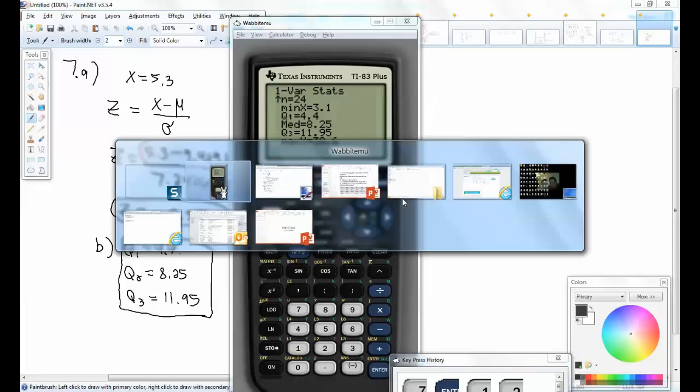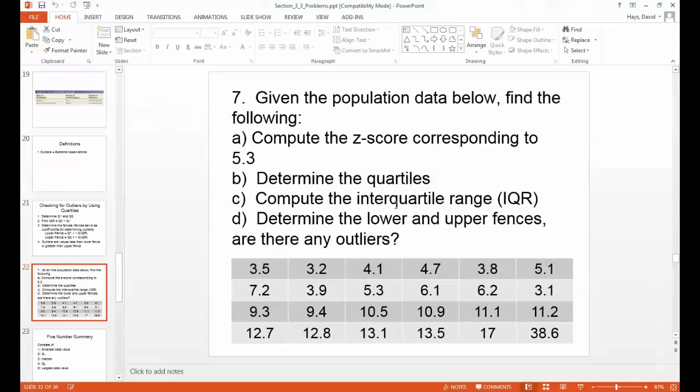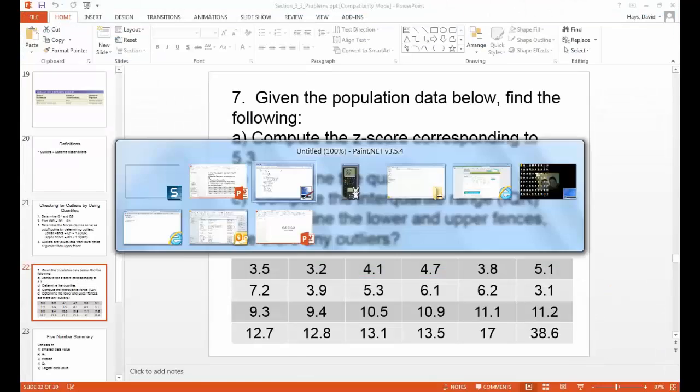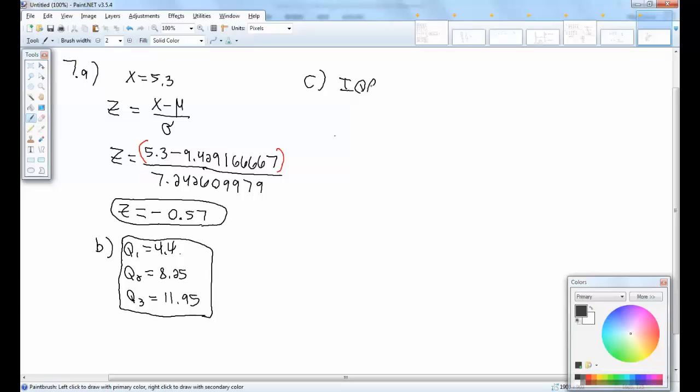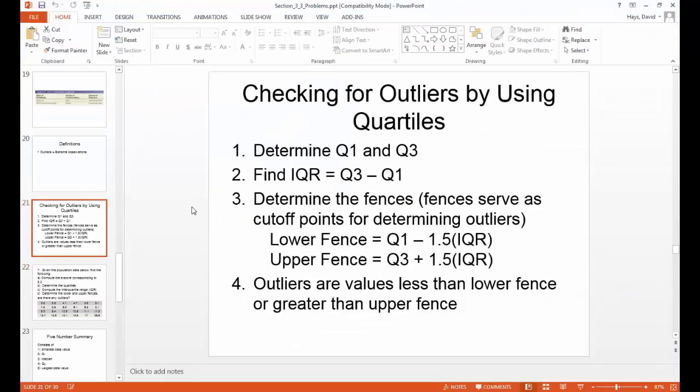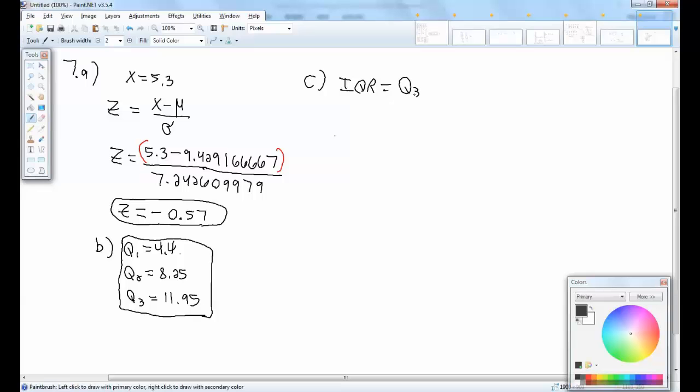Okay, C says compute the IQR, interquartile range. Well, let's go refer to our formula. Now, this is how you check for outliers, by the way. It's guiding you through it. It says determine Q1 and Q3, and then it says find IQR, Q3 minus Q1. So Q3 minus Q1. Q3 was 11.95 minus Q1, which is 4.4, which gives us 7.55. Let me double check myself. Yeah. So that'd be our IQR.